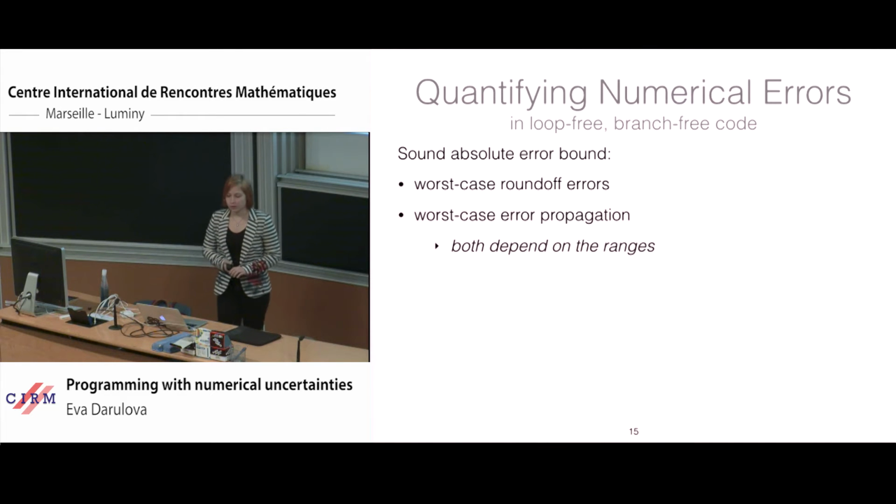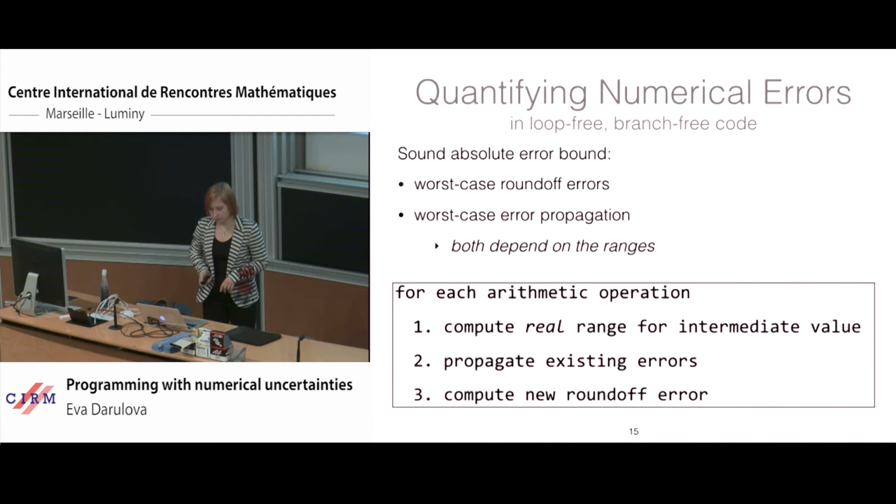So let's start with loop-free, branch-free code. Just straight line arithmetic turned out to be difficult enough. And we want to compute the absolute round-off, absolute numerical error. This consists essentially of the worst-case round-off errors and the worst-case errors propagated that were on your inputs, for instance. Now it turns out that both of these depend on the ranges. So this means that you have to first compute the ranges of your intermediate expressions.